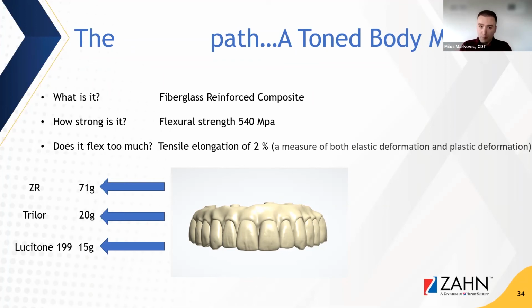It's a fiberglass reinforced composite. It has a flexural strength of 540 MPa and a tensile elongation of 2%, which is a measure of elasticity or deformation. This is why it became a really popular material where a lot of people started using it for bars and substructures, because it has a really low flex rate. What I like about it is that it's white in color, so I don't have to worry about opaquing it or doing anything like that. And so whichever restoration you put on top of it kind of shines. And you can individually cement Emax over it or zirconia or PMMA or whatever. In this case, we're going to be doing that same PMMA frame that we did.